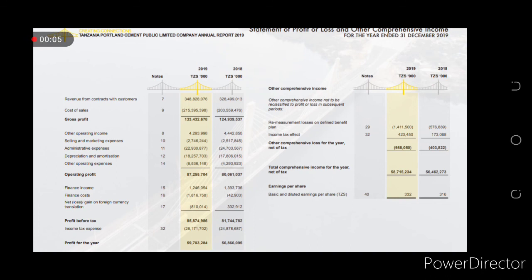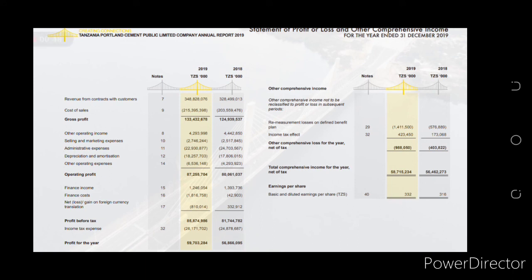Right after that, there's other income or costs, which cover finance income, finance costs, and net loss or gain on foreign currency translation, which brings us to the profit before tax. Then we cut down the income tax expense to get the bottom line profit of the year. Then there's other comprehensive income and expenses. We put the comprehensive cost and the comprehensive income together, then we get the comprehensive loss or expense, which is deducted from the profit of the year to get the total comprehensive income of the year.